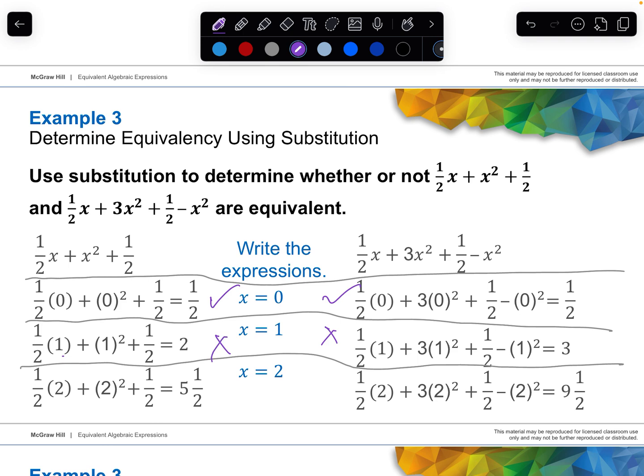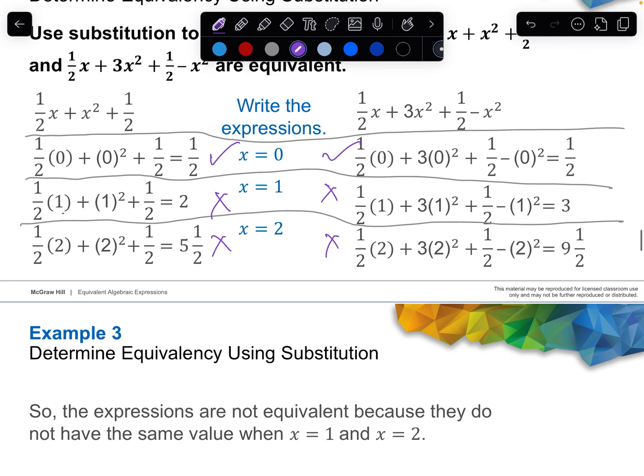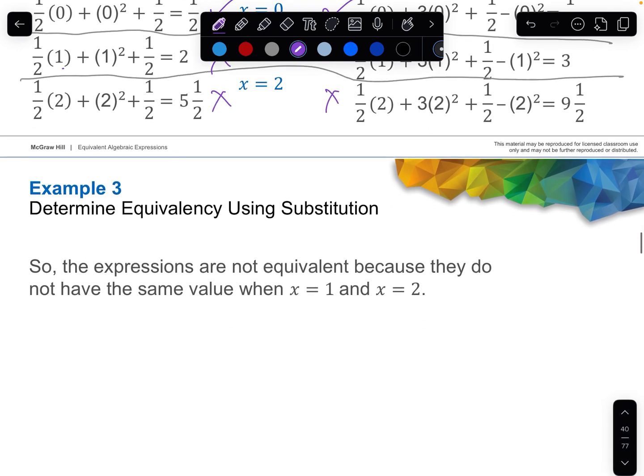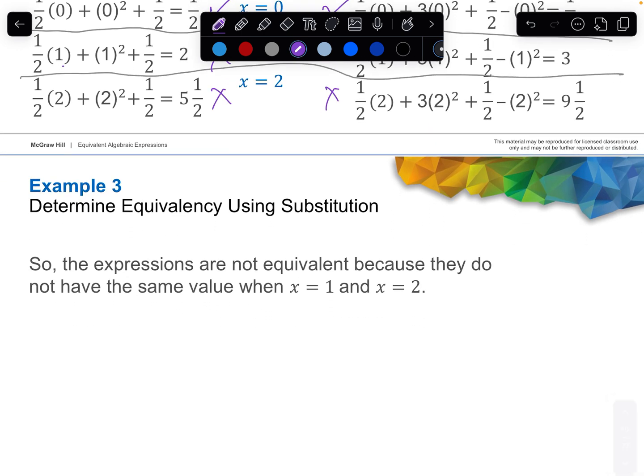And again, when I substitute x equals 2, I get 5½ for one expression, 9½ for the other, so they are not equivalent. So based on substitutions, I can see that while it is equivalent for one value of x, it's not equivalent for all values of x. Therefore, I can determine that the expressions are not equivalent.